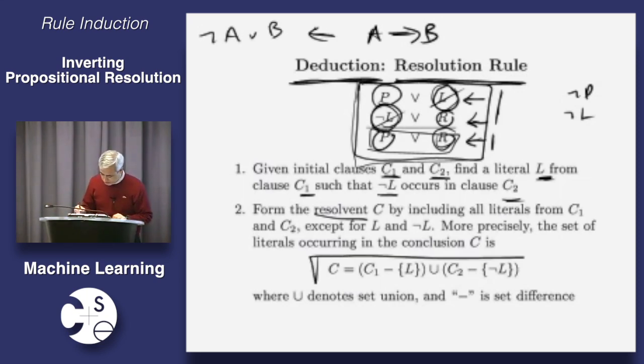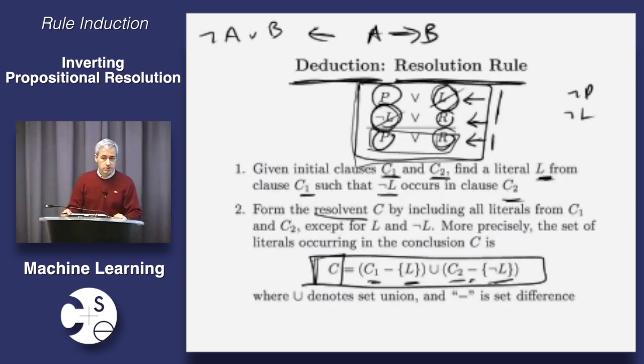Here's the same thing, just written as a formula. The resolvent C is going to be C1 minus the singleton set formed by L, union C2 minus the singleton set formed by not L. Okay? So we're thinking of the knowledge base as a set of clauses. Okay? Everybody see this?